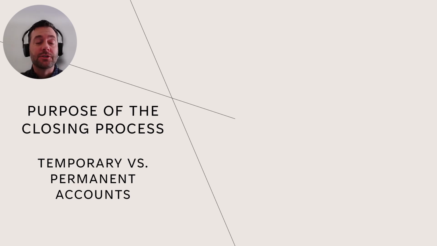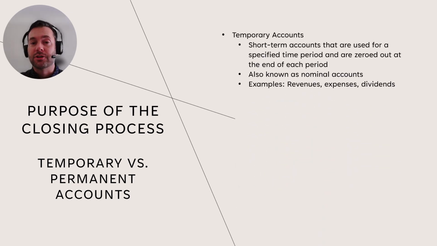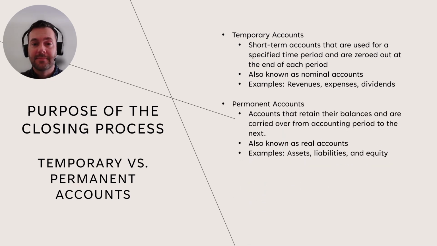Well, to understand the purpose, you first need to understand the difference between temporary accounts and permanent accounts. Now, a temporary account is a short-term account that is used for a specific time period and is zeroed out at the end of each period. It can also be known as nominal accounts. You'll see it called that occasionally. Examples include revenues, expenses, and dividends.